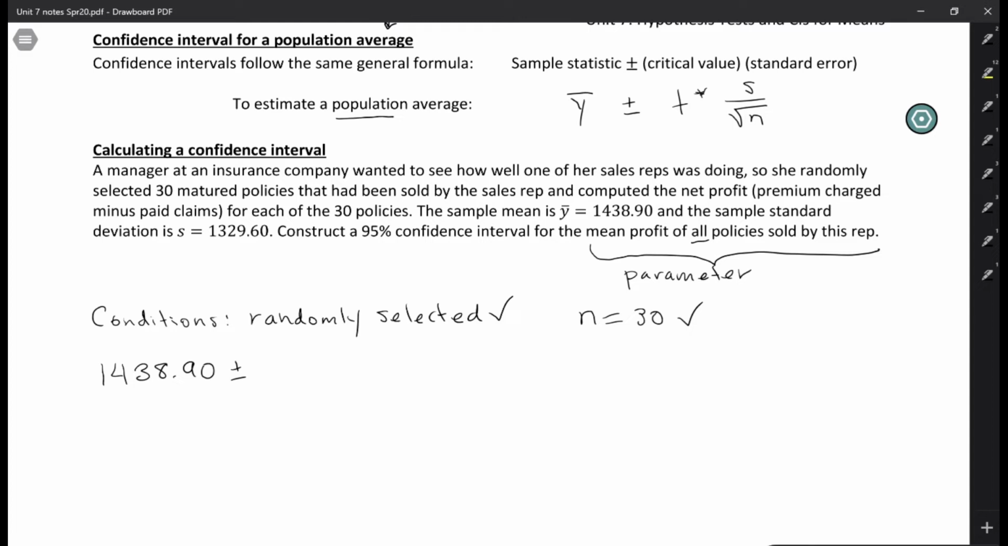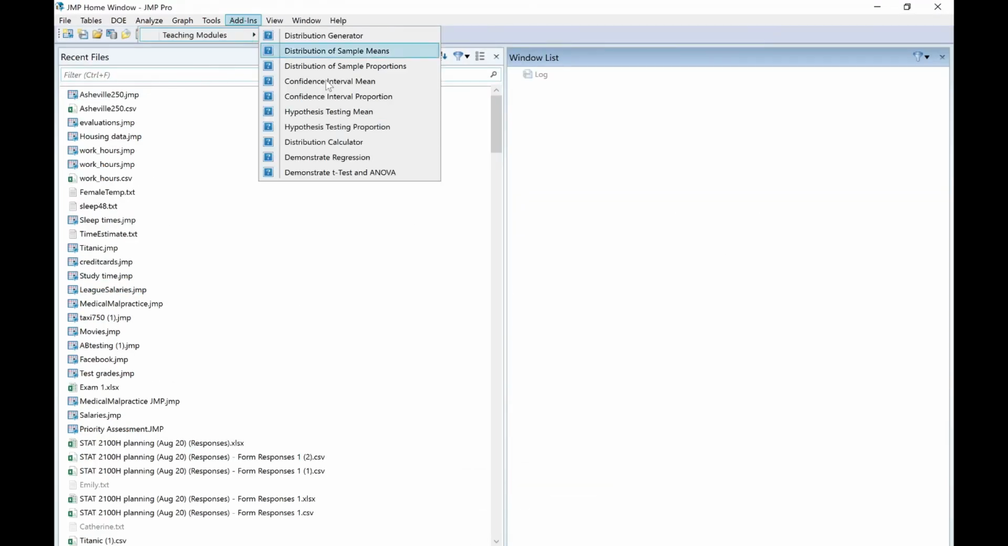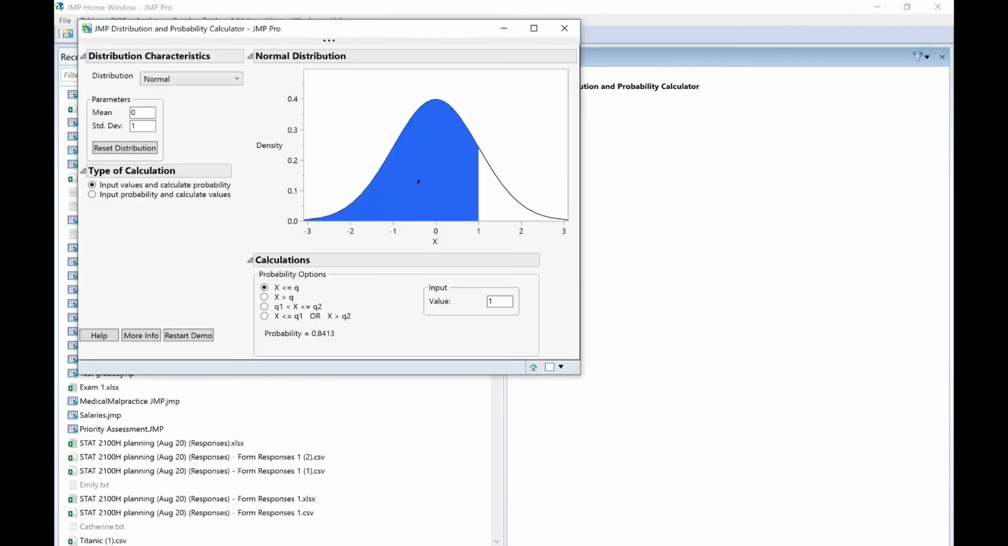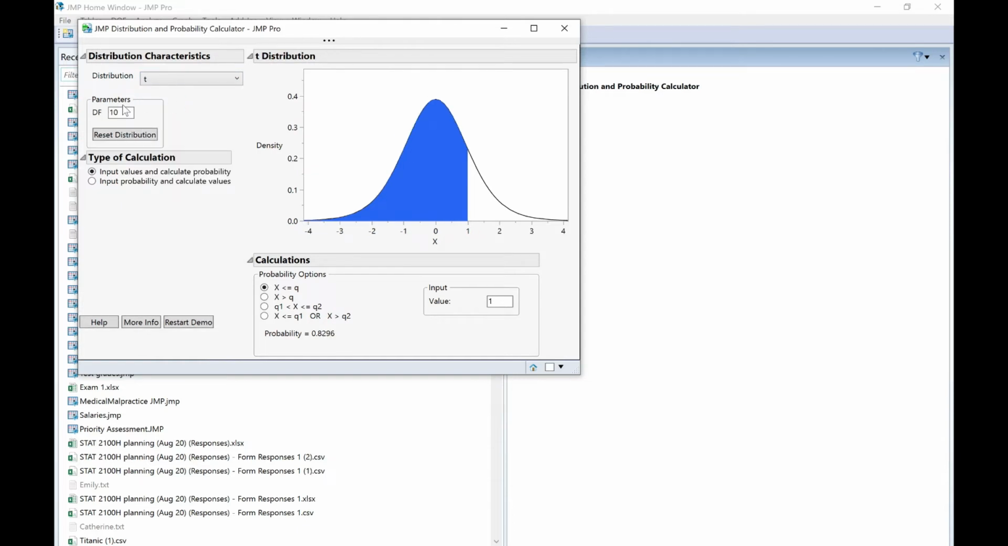So for a critical value, we're going to need to use JMP. So we'll do add-ins, T2 modules, distribution calculator. Okay, so this is quantitative data, so I'm going to change it from a normal distribution to a T distribution. And the degrees of freedom depends on our sample size. So here we had a sample size of 30, so our degrees of freedom would be 30 minus 1, which is 29.